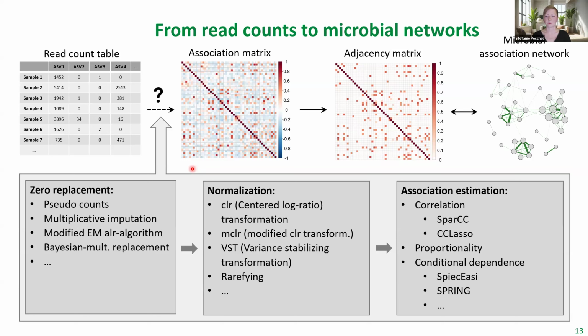And then the most important step is association estimation. Here you could simply use correlations, but we prefer using conditional dependence-based measures because we are usually interested in the direct correlations between each two taxa conditioned on all other ones in the network. And as you can see, there's a bunch of methods out there. For most of them, there are also corresponding R packages. Our intention when starting with the NetCoMi project was to provide one single R package where you have all these methods at hand and only need to adjust a few arguments to have access to all of them.